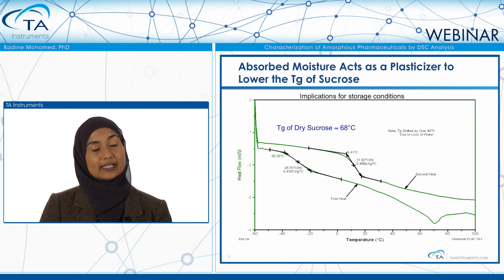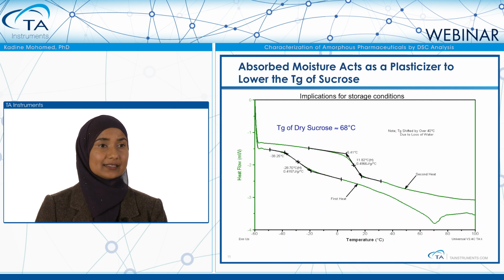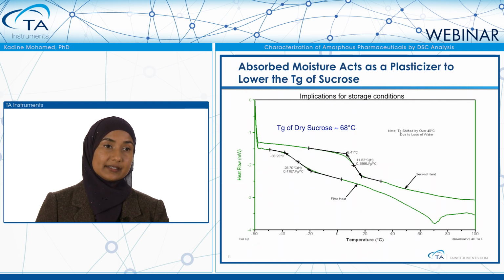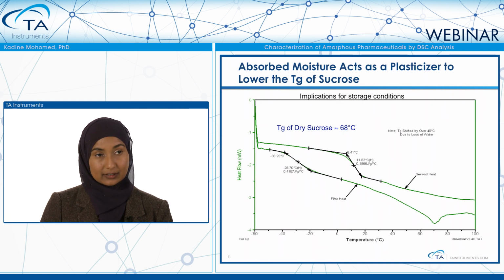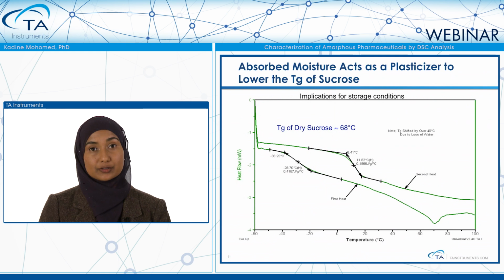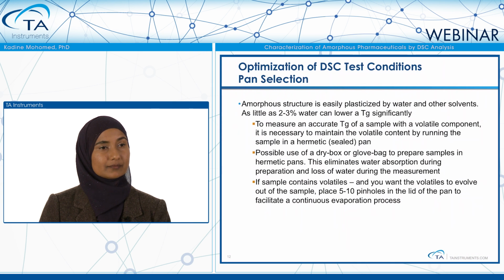As that sample is then cooled and reheated, notice on the second heat cycle, the glass transition has now shifted to approximately 12 degrees Celsius. So now with the lower water content, the Tg is at a higher value. Understanding the impact of water on the Tg can have significance in how that material is stored, how it may be transported, and so on.